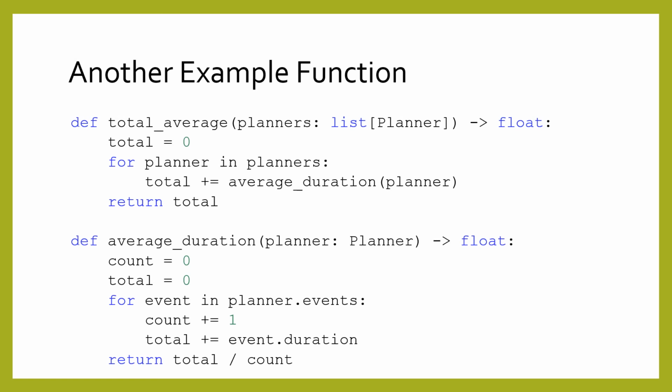In this example, we define 2 functions, total average and average duration, with the goal of calculating the total average duration across multiple planners. Since this time we had so many nested pieces of data, we found it quite helpful to break things up with helper functions.